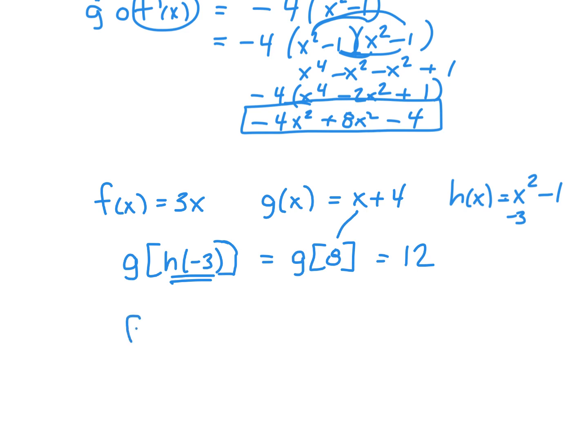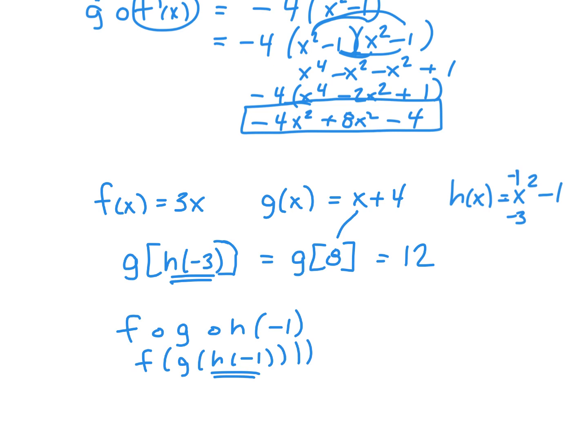It could involve even more. Let's say you've got f of g of h of negative 1. Okay, so it basically means the same as this. I'm going to do the innermost parentheses first. I'm going to do h of negative 1. If I put negative 1 in for x, negative 1 squared is a positive 1, minus 1 is 0.